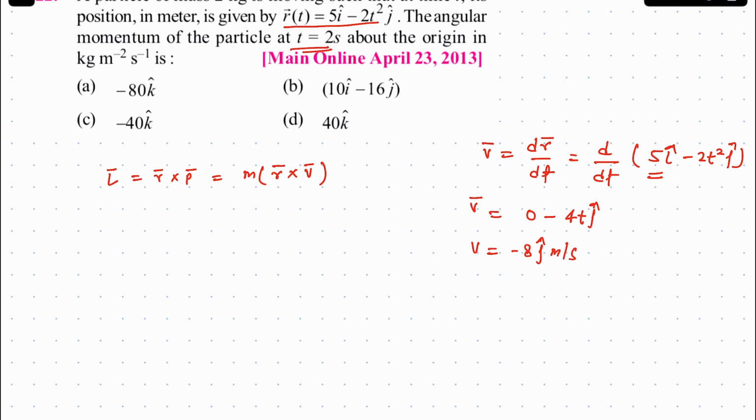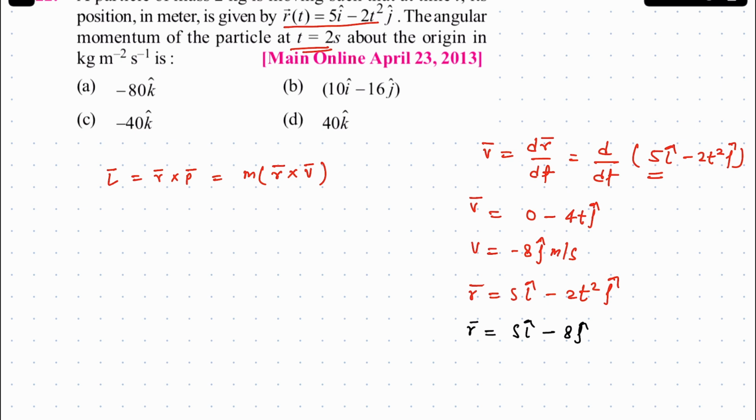The position vector can be written down. Position vector is 5 i cap minus 2t square j cap. So if I put t equals 2 seconds, the position vector will become 5i minus 8j.